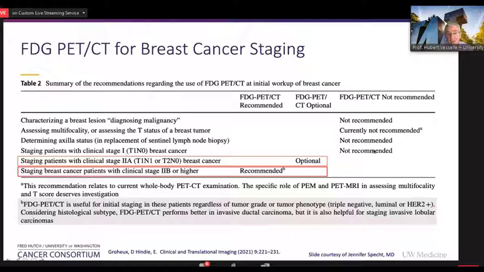If patients have stage 1, it's not recommended. But if patients have stage 2A, that is T1N1 or T2N0 breast cancer, it's optional and it's used more and more. In patients that have stage 2B or higher, now it's recommended. And remember the study by Grower in 2012 that had shown a high proportion of unsuspected distant metastases in patients with stage 2B, 3A, 3B, and 3C.